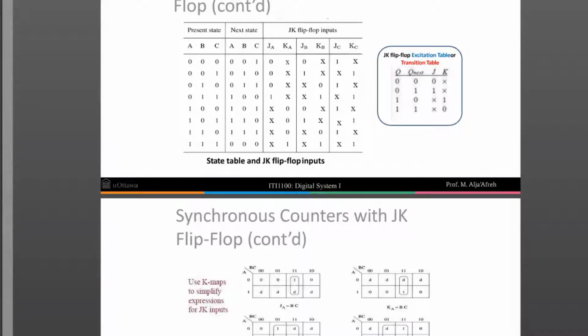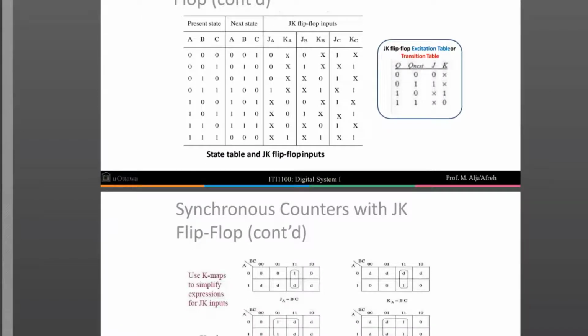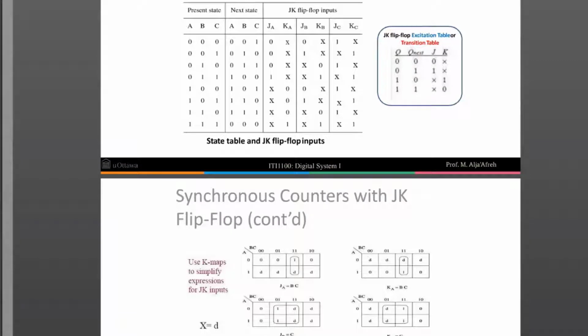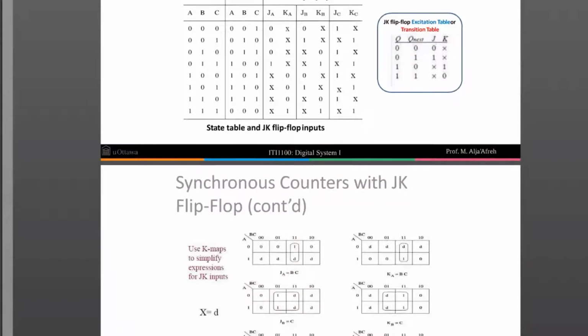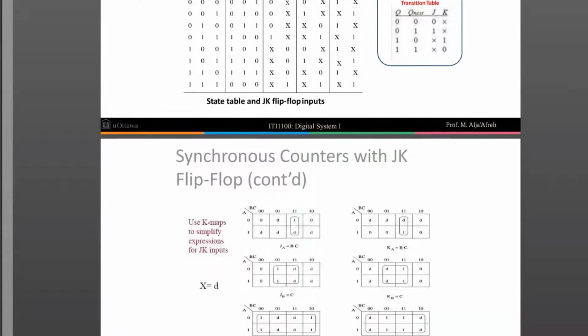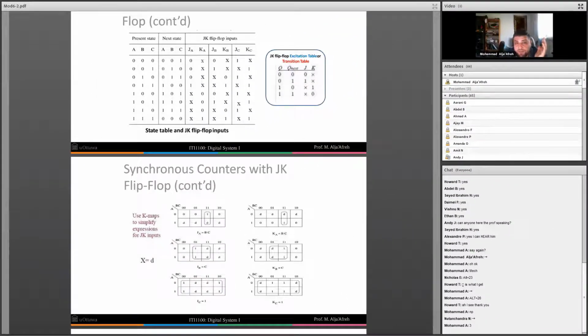We'll do the same for KA. Again, at 0, 0, 0, KA was equal to X. Therefore, I'm going to put don't care. At 0, 0, 1, K of A was equal to don't care. So don't care at the first row. And then we're going to have 0, 0, 0, 1, and here, just 1, at the 7. So KA is equal to BC again. All right. Okay. And we'll do the same for the J and K for B and C.